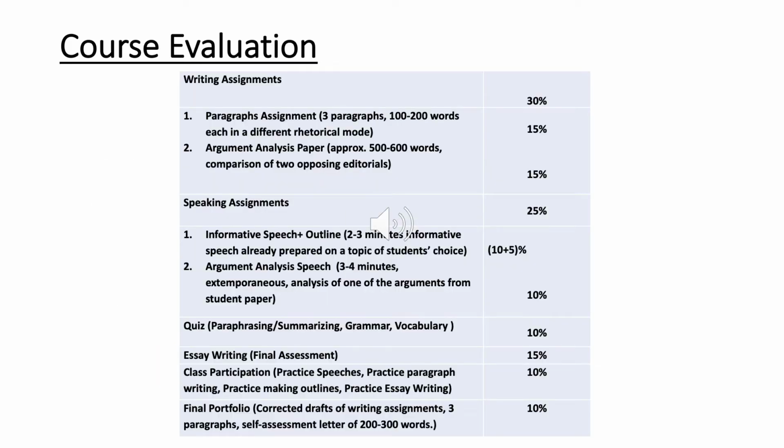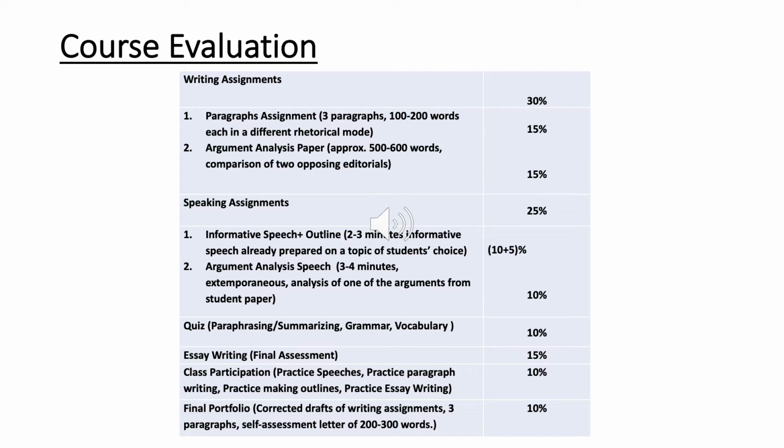Okay, how will you be evaluated for the course? There will be some writing assignments, there will be some speaking assignments, and there will be some kind of examinations. So let's begin with the writing assignments. On the top, paragraphs assignment: 3 paragraphs, 100 to 200 words each in a different rhetorical mode. Number 2, argument analysis paper, approximately 500 to 600 words, comparison of two opposing editorials. Each of these two writing assignments carries 15% of the grade. In total, writing assignments carry 30% of the grade. How to write a paragraph and how to write an argument analysis paper, that is what we will be discussing in the coming week.